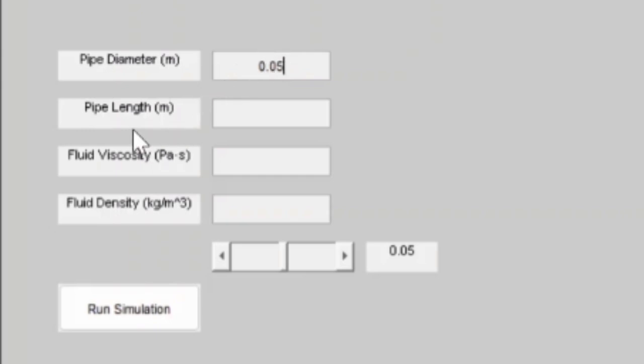And then up next, we have pipe length. This field defines how long the pipe is. A longer pipe typically results in a higher pressure drop. For this, I will set it to 10 meters.